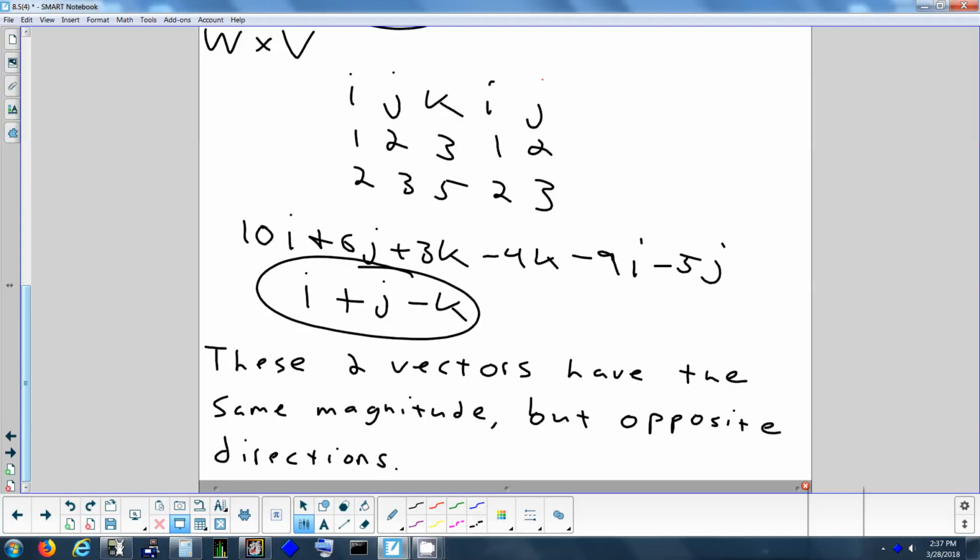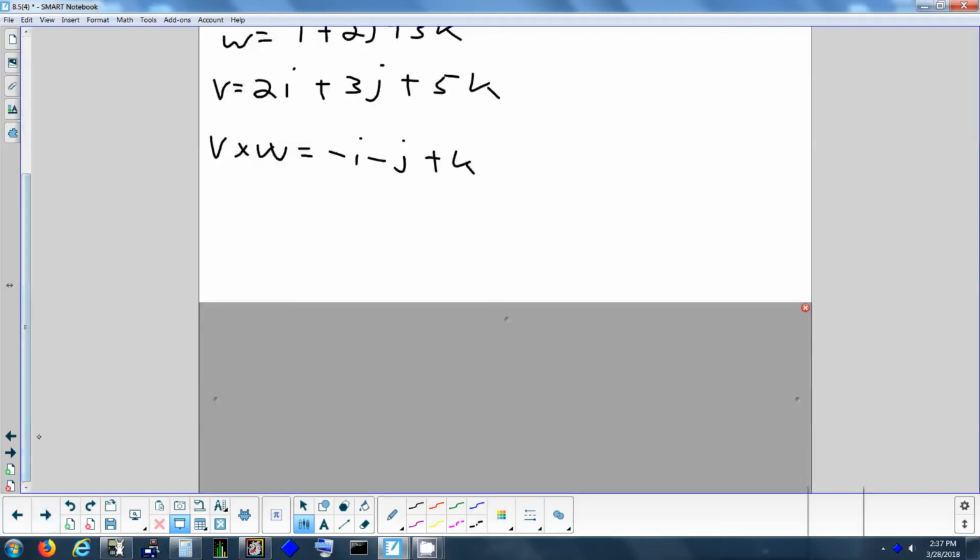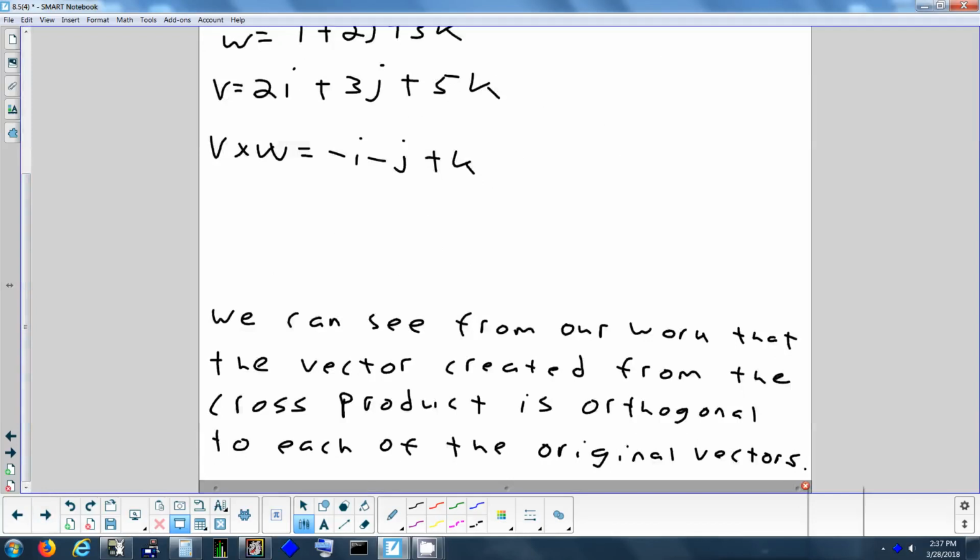And the last thing, we're not going to have time to go through it, I'm just going to tell you: if you found the angle between the cross product and the original vectors, it's perpendicular. So that's what the cross product does. It creates a vector perpendicular to the original 2. And I'll just put that in the video so it's there. The vector created from the cross product is perpendicular to the original ones you started with. Okay, so that's cross product.